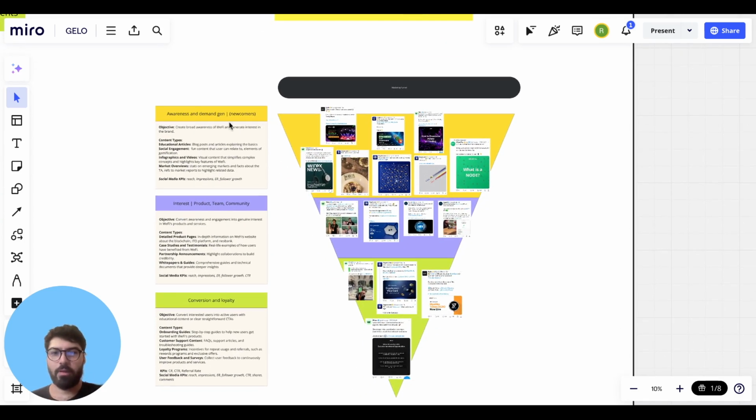We have top of funnel content, which is for driving awareness and demand generation. Middle of funnel content, which is interest and nurturing, and then bottom of funnel, which is conversion and loyalty. And you can split these up into 2 depending on the project and what your goals are.